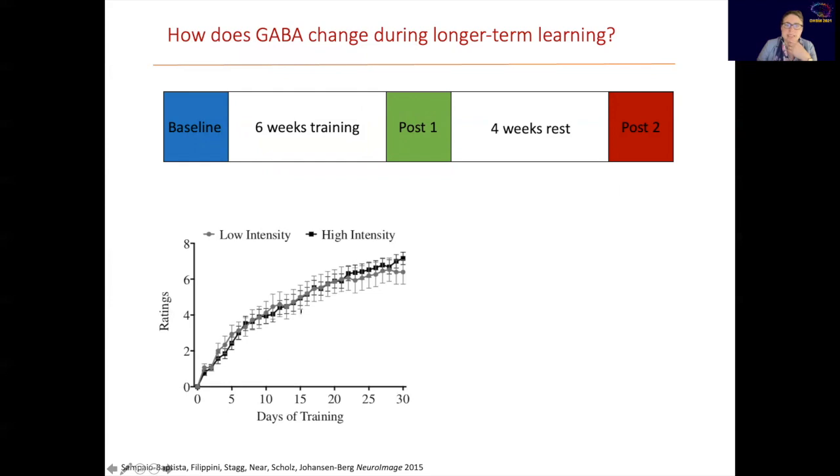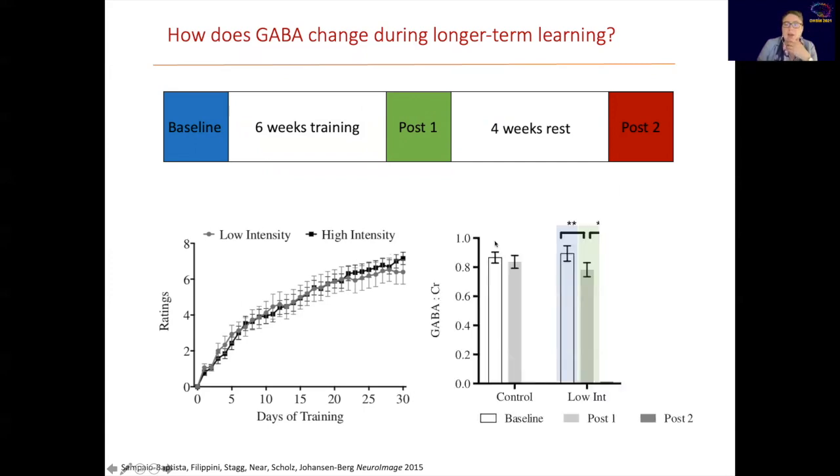And they did 2 types of training. They did either a low intensity training, where people got 15 minutes of training a day, or a high intensity training where they got 30 minutes. And you can see the ratings, basically the higher the number, the better, as to how many times you can throw a ball up without dropping them. You can see that the behaviour is pretty similar, whether it's high or low intensity training. But it's quite different in terms of the neurochemicals.